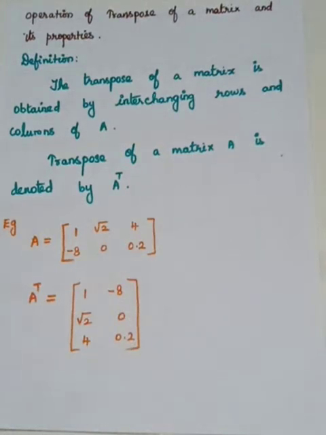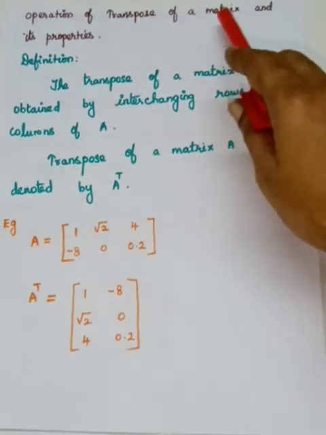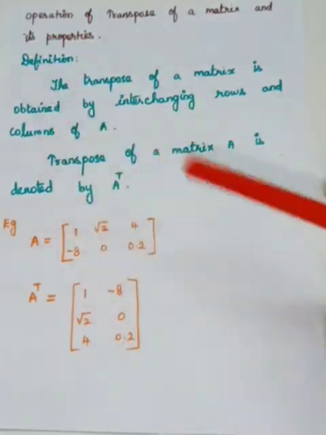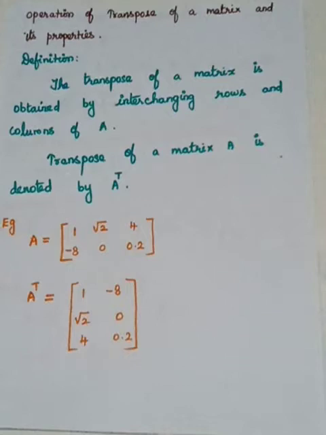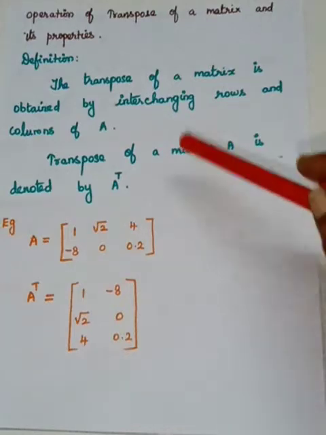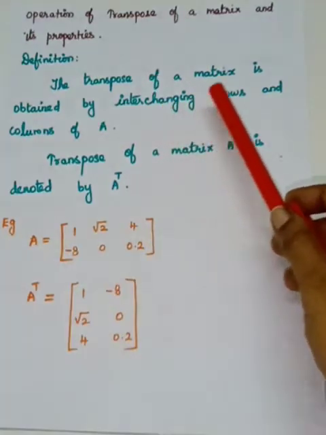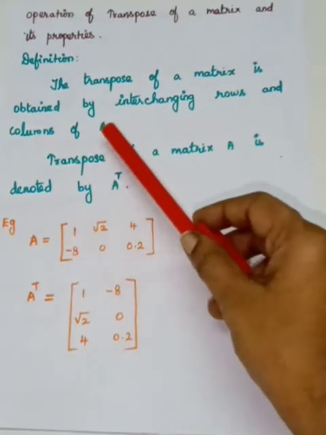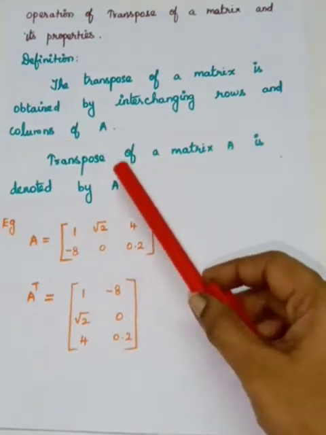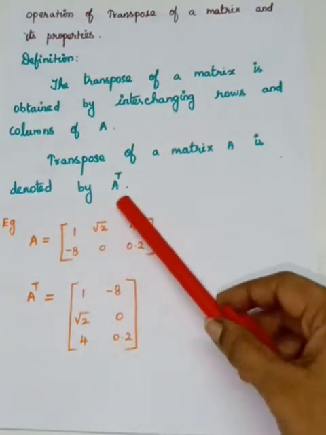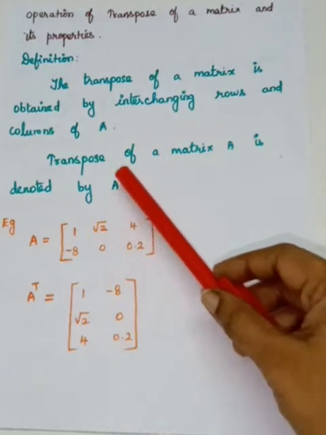Good morning, students. Today we are going to see the operation of transpose of a matrix and its properties. See the definition for the transpose of a matrix. The transpose of a matrix is obtained by interchanging rows and columns of the matrix A. Transpose of a matrix A is denoted by A power T, that is, A transpose.